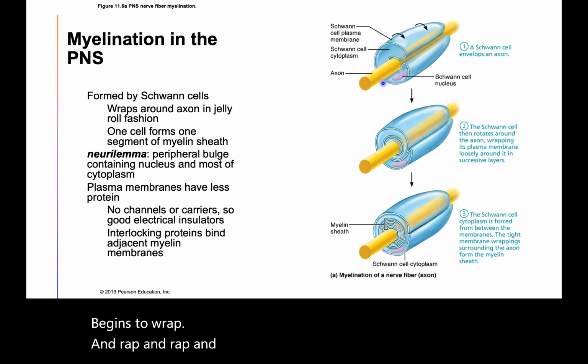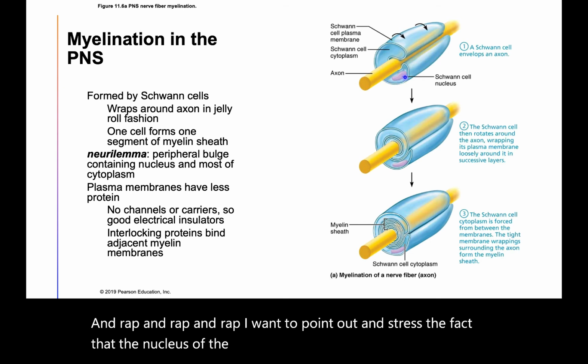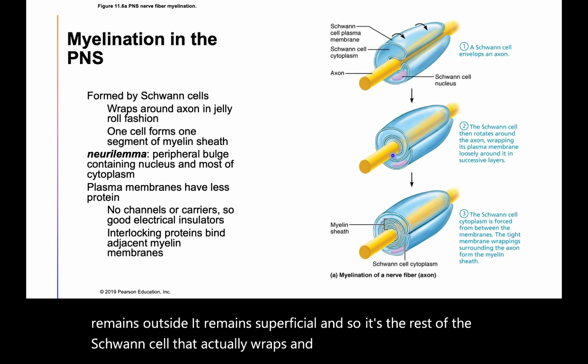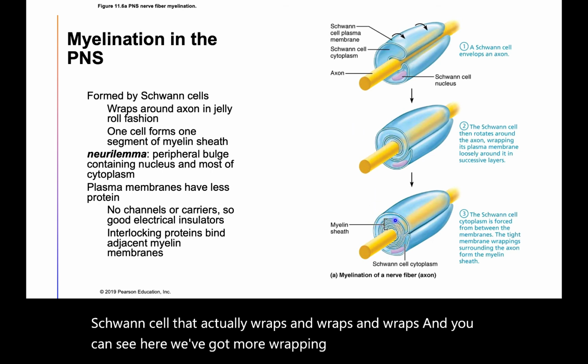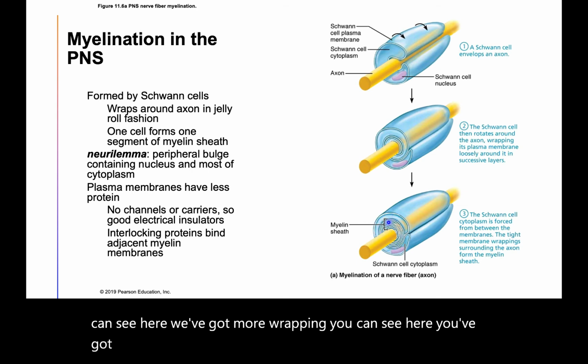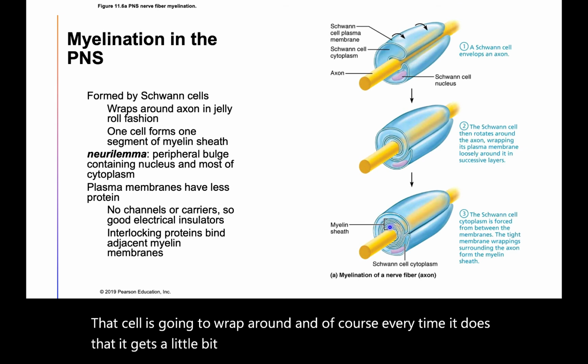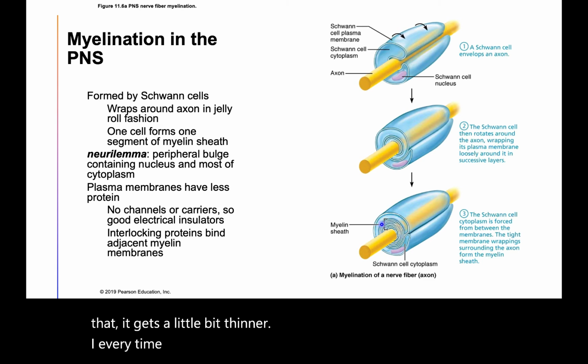I want to point out and stress the fact that the nucleus of the neurolemmacyte, or the Schwann cell, remains outside. It remains superficial. And so it's the rest of the Schwann cell that actually wraps and wraps and wraps. And you can see here we've got more wrapping. Right? 60 to 80 times that cell is going to wrap around. And of course, every time it does that, it gets a little bit thinner.